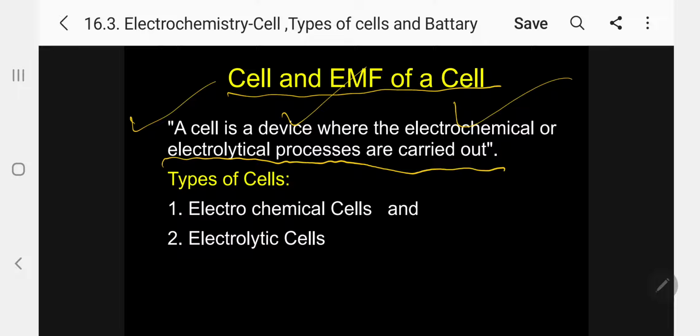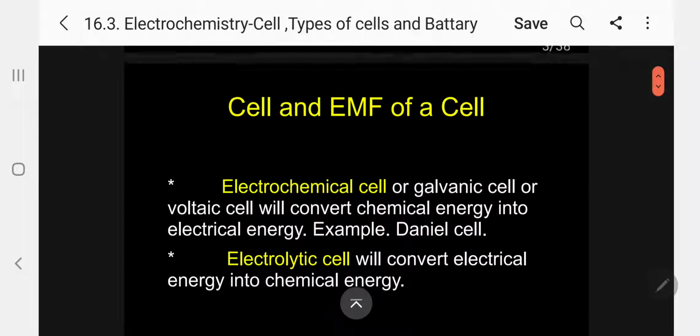Please follow. There are two types of cells: electrochemical cells and electrolytic cells. Electrochemical cell means it will convert chemical energy into electrical energy. Electrolytic cell means electrical energy will be converted into chemical energy. So let me give you in detail.